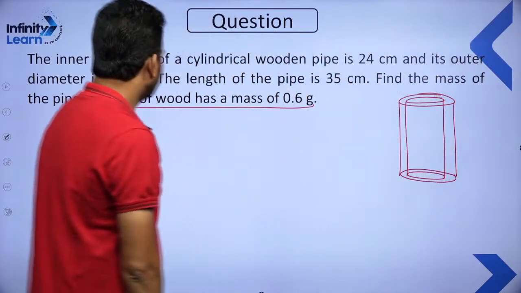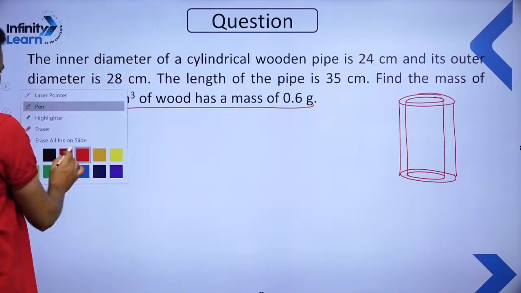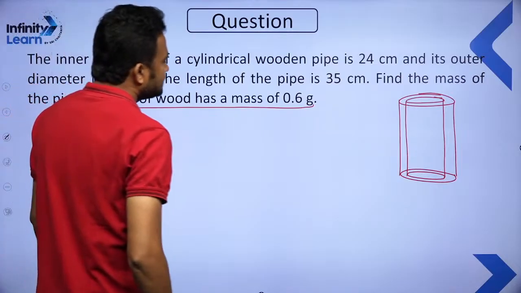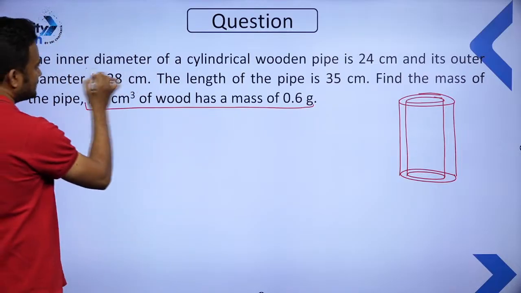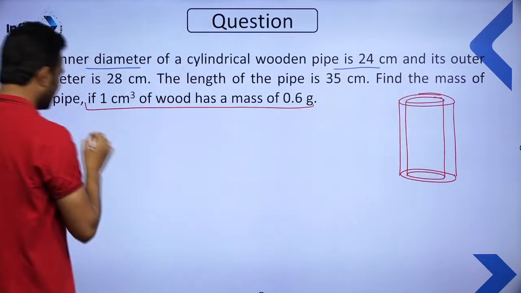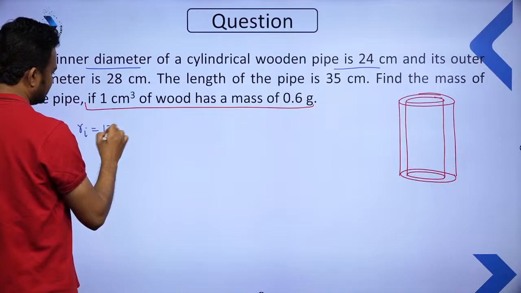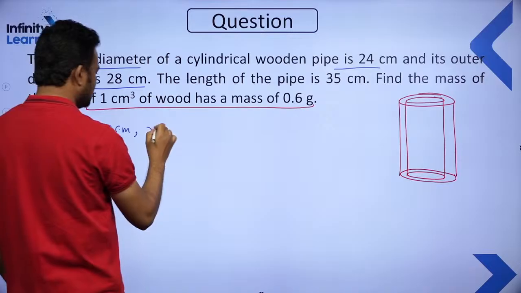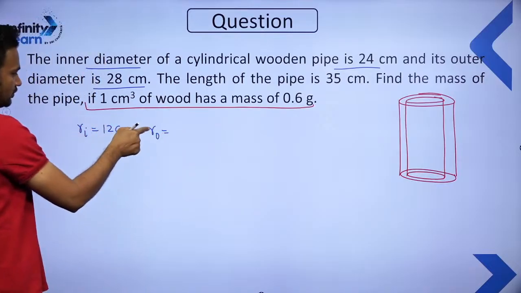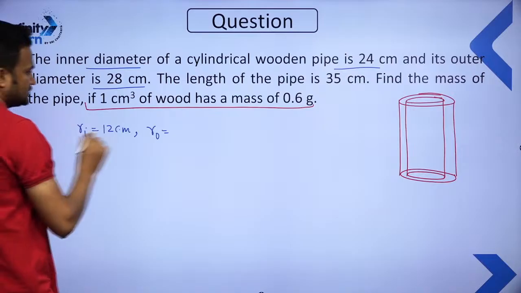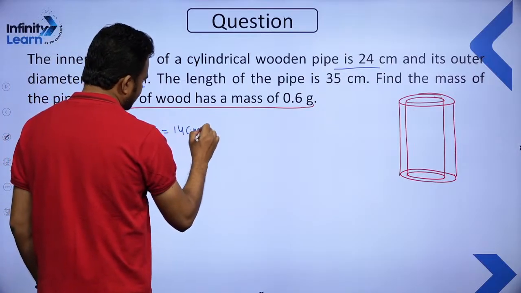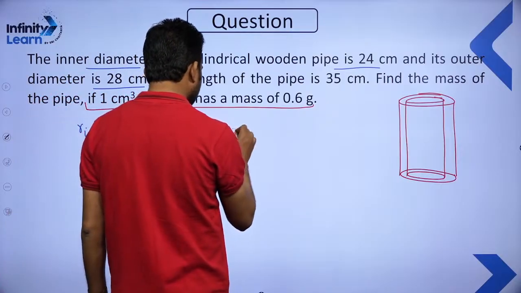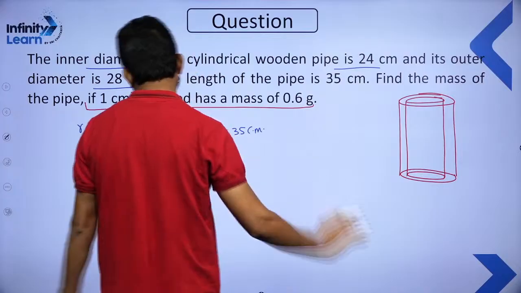So this is the pipe, the wooden pipe. Two things are given. The inner diameter of the wooden pipe is 24 centimeters. If the inner diameter is 24 centimeters, what will be the inner radius? Ri is 12, half of the diameter, and the outer diameter is 28. So the outer radius Ro, where Ro stands for outer radius and Ri stands for inner radius, will be 14 centimeter. Right, guys? The length of the pipe is 35 centimeter, so length is basically the height, which is 35. Everything is in centimeter, no issues.